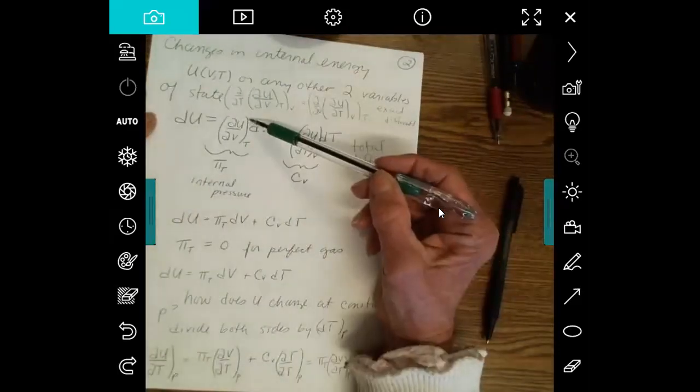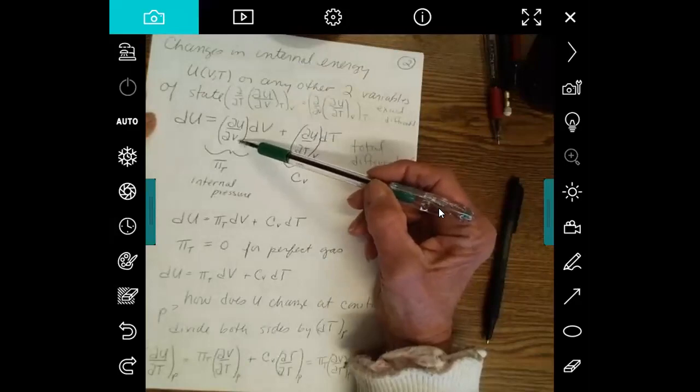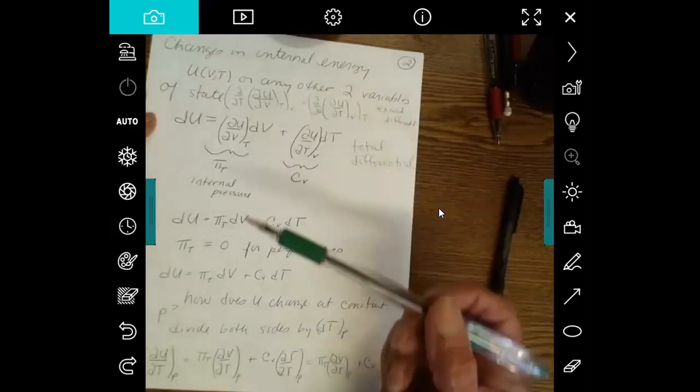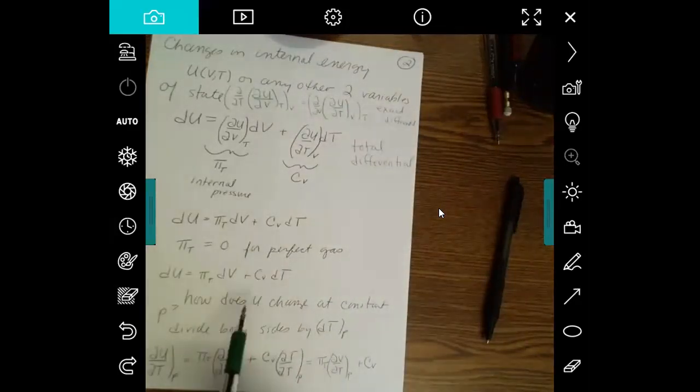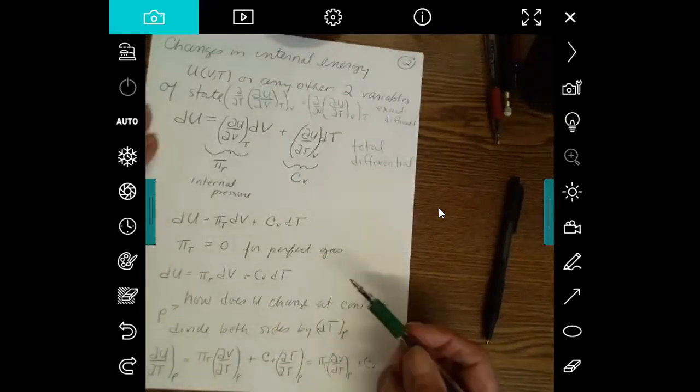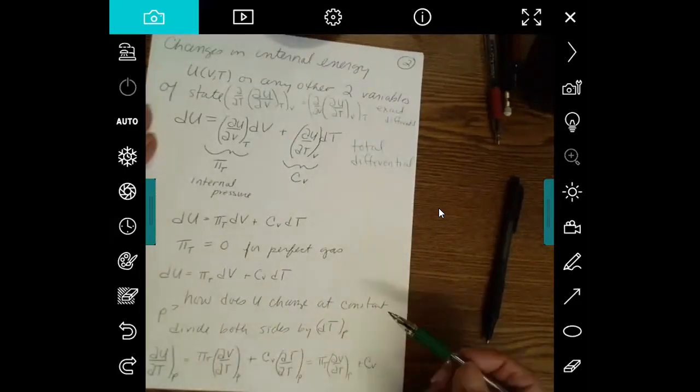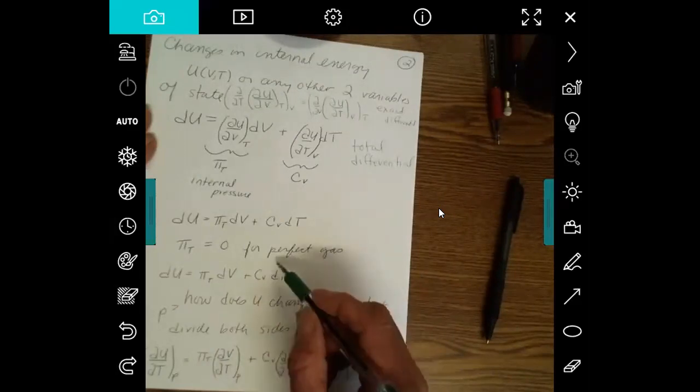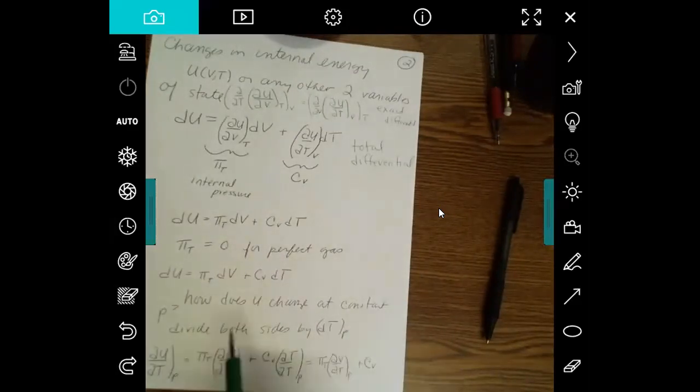We've said this a couple times now. Internal energy doesn't change with volume if temperature is constant. So that first term is 0. So for a perfect gas, we only have this term. So this term is going to be equal to 0.